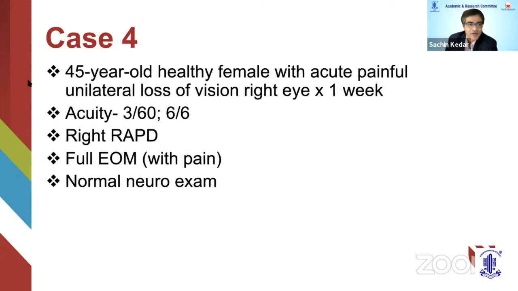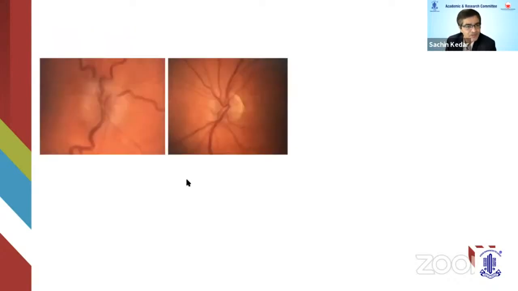Case number 4. So this is a 45-year-old healthy female with acute painful unilateral loss of vision in the right eye for 1 week. Her acuity is 3/16 in the right eye, 6/6 in the left eye, right RAPD, full eye movements, but with pain. Neuro exam was otherwise normal.